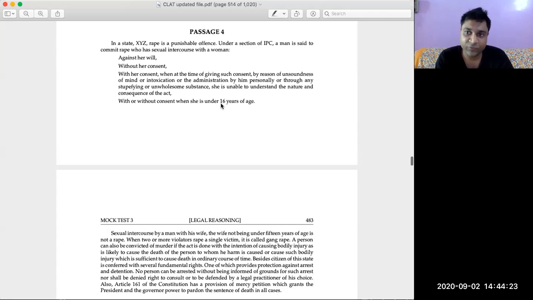Okay, let me give you an example. Not with relation to when the girl is under 16, but when the guy is under 16. If you look at the Nirbhaya case, one of them was a delinquent. Delinquent means under 18. Yet he was tried and punished as a delinquent under the Delinquency Act, not under the IPC. But even if he was under 18, still he was found guilty of rape.